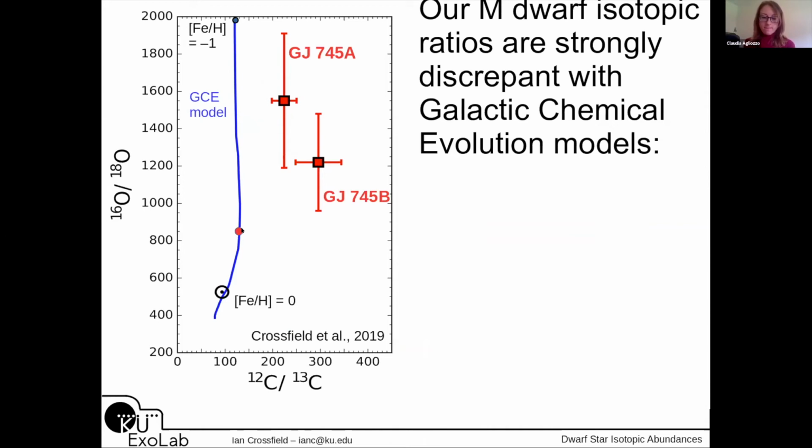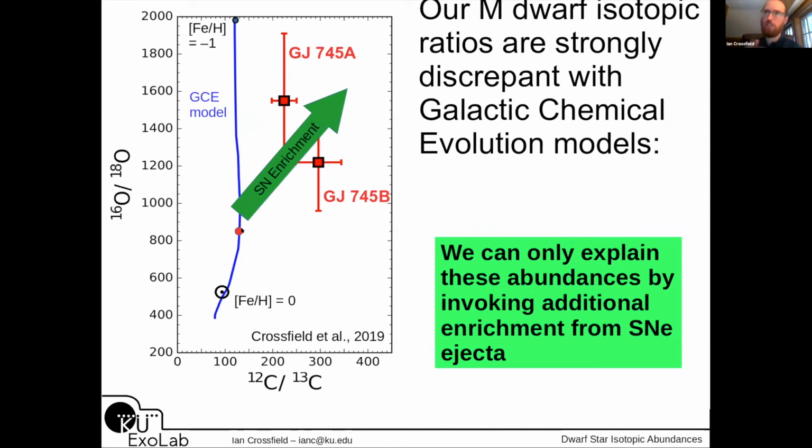That's a little interesting and tough to explain. In our paper, you can sort of make an ad hoc model that enriches this material with some supernova ejecta that gets you to the right abundance patterns. That's a little unsatisfying. And so what we're working on now is expanding our sample to see if this binary is an outlier or if this represents general trends.